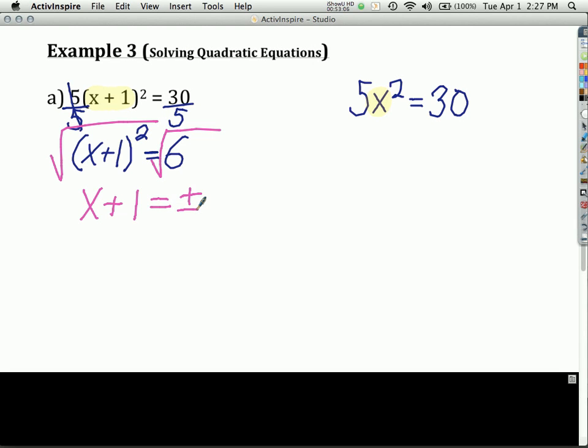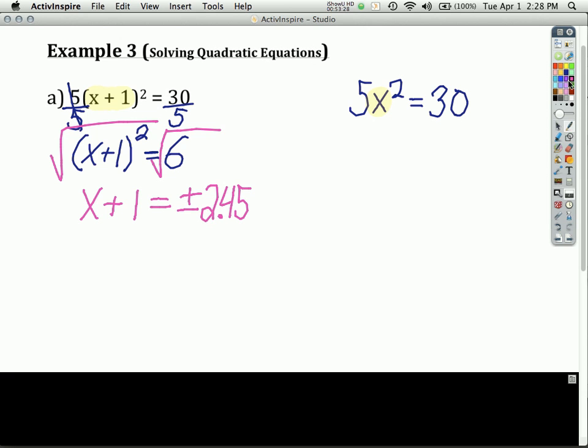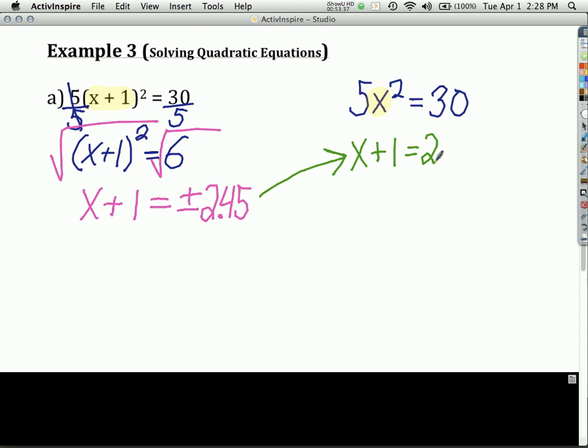We already did that one. What was this? 2.45 approximately. But now we're not done. Now we have an extra step, a couple of extra steps. There's two ways to think of this. This is what it really means. This really means we have two equations. We really have x plus 1 equals 2.45, and we have x plus 1 equals negative 2.45.